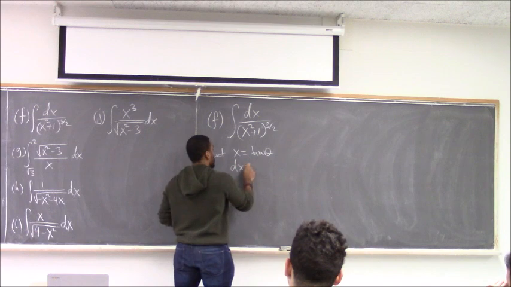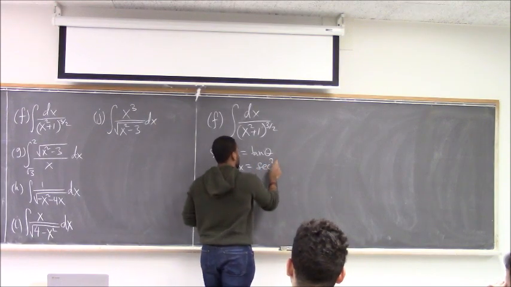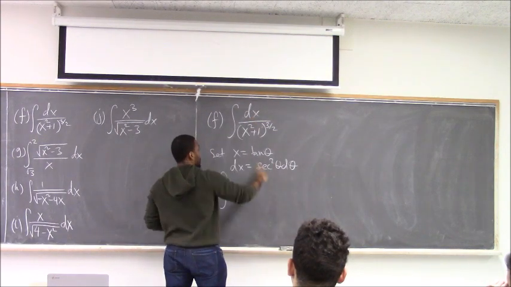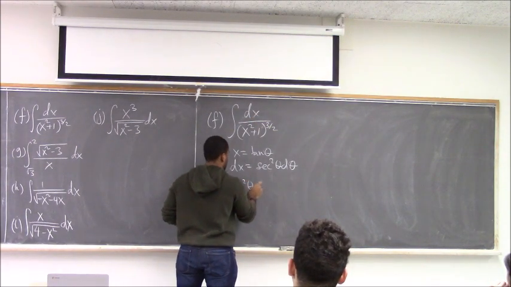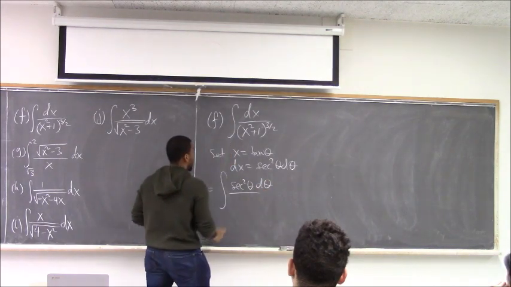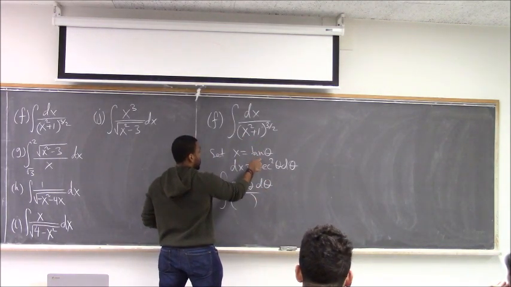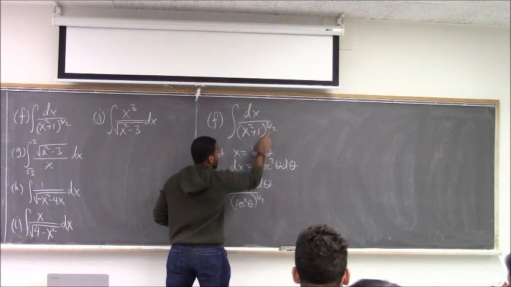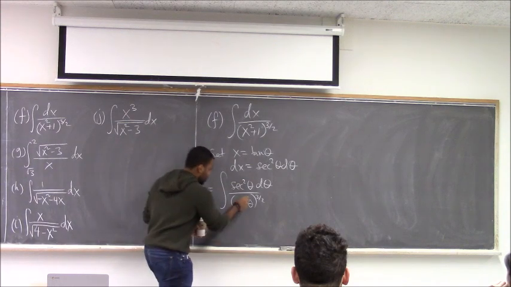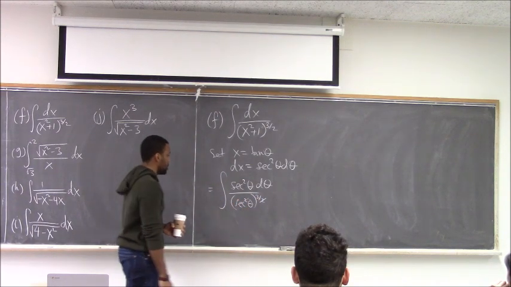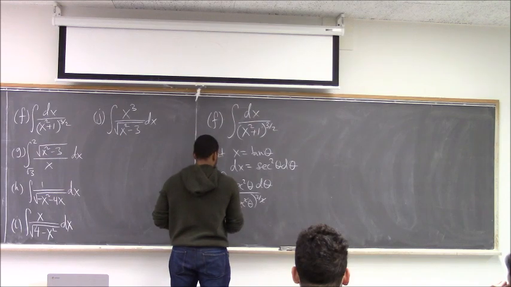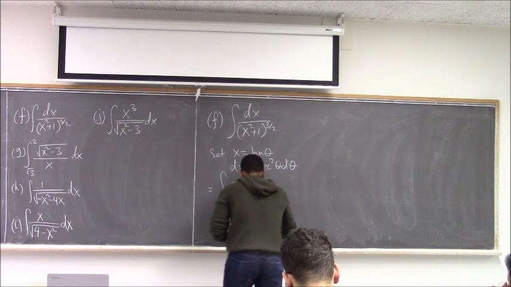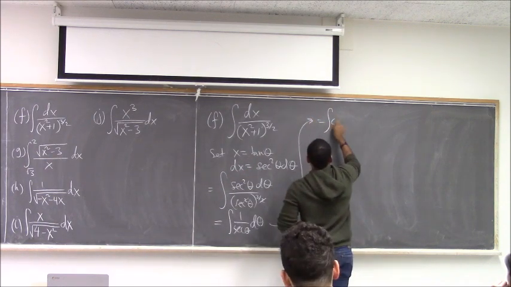Your dx is what you find next. And then you're going to plug that in. So your dx you replace with this. And in the denominator, you have tangent squared plus 1. That is secant squared. So this cancels by laws of exponents. And then it becomes the integral of 1 over secant. How do you integrate 1 over secant? Right, just cosine.